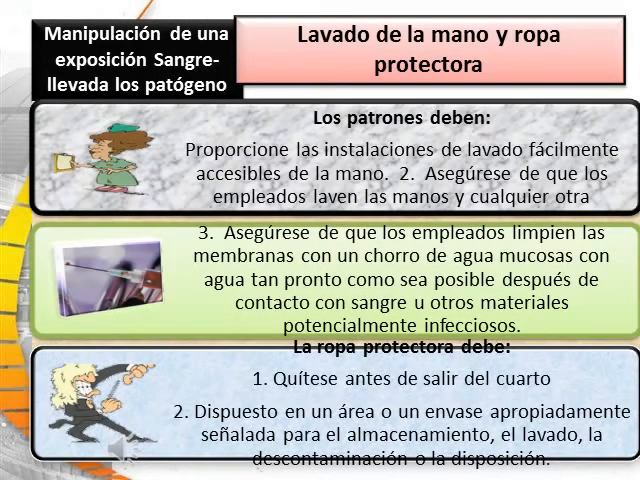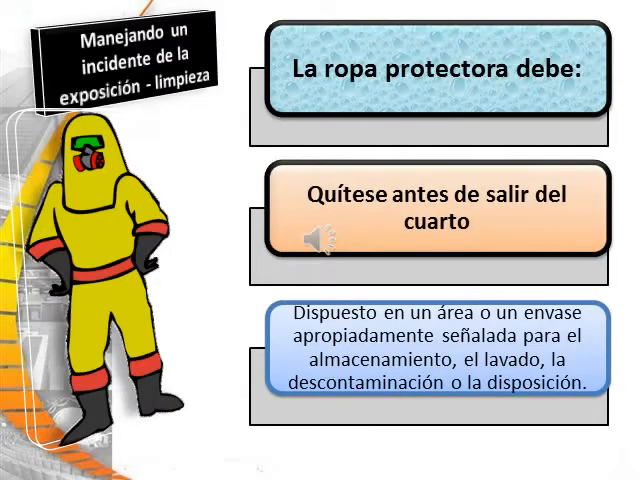Employers must provide readily accessible hand washing facilities. Ensure that employees wash their hands in any other area that needs it. Ensure that employees flush mucous membranes with water as soon as feasible after contact with blood or potentially infectious material. Protective clothing must be removed before leaving the room. Dispose of it in an appropriate designated area, or storage for washing or decontamination. Remember, protective clothing must be removed before leaving the room, left in a designated area or container for storage, washing, decontamination, or disposal.